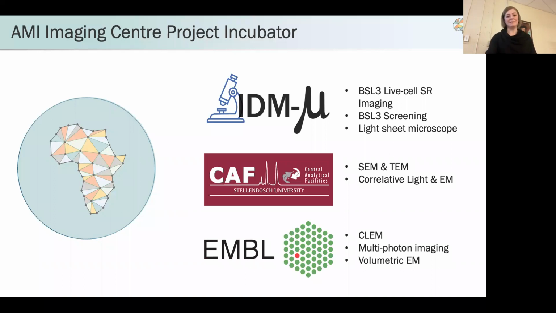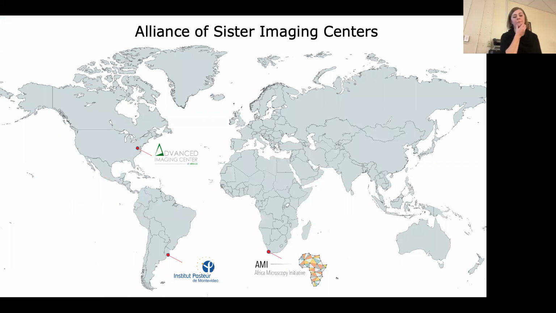And going one step further to really connect visiting researchers to the global community, we have formed an alliance of sister imaging centers with the Advanced Imaging Center at Janelia, as well as the advanced imaging facility at Institut Pasteur in Montevideo. I've drawn a blank on what it's called. And of course, researchers are automatically connected to the African Bioimaging Consortium when they visit the Africa Microscopy Initiative as well.